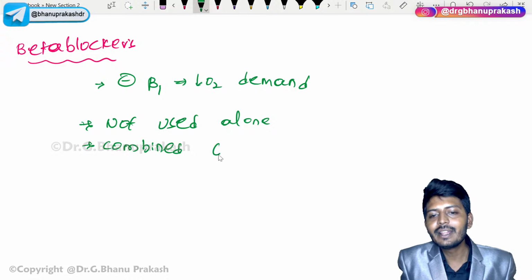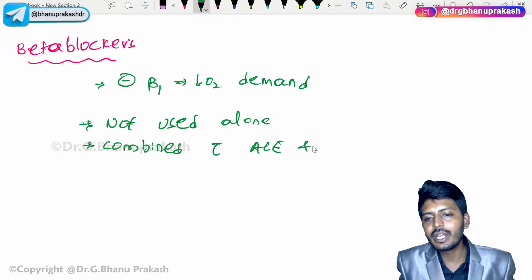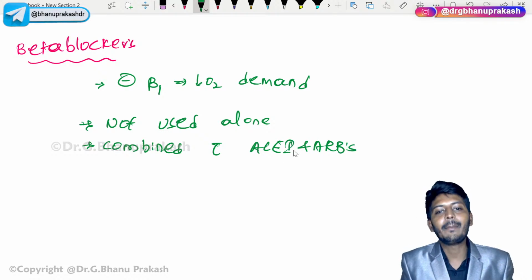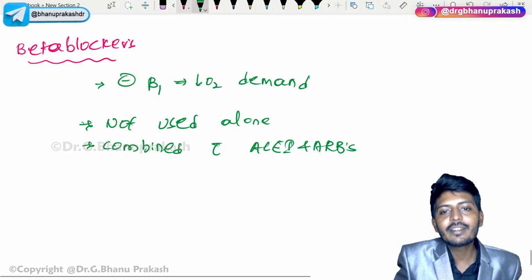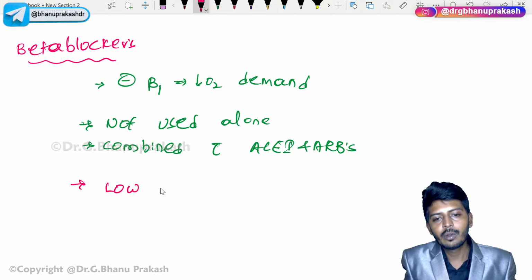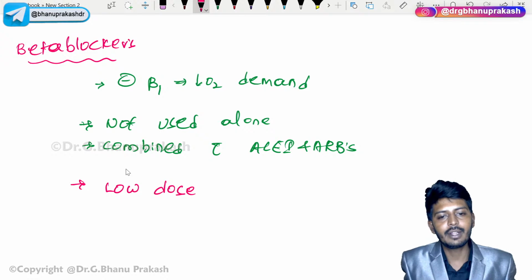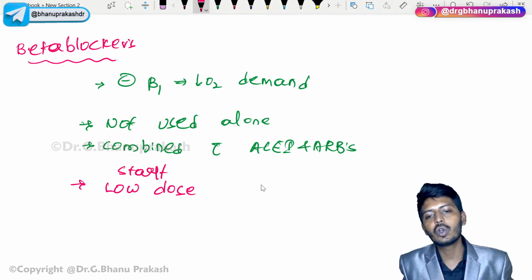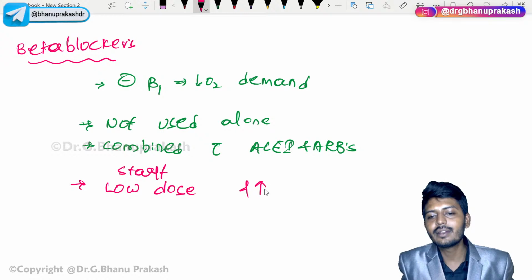They're combined with ACE inhibitors and also ARBs. So these are the two groups of drugs we can combine them with. Always remember, when you are starting a beta blocker in heart failure, always start with a low dose and slowly increase the dose.